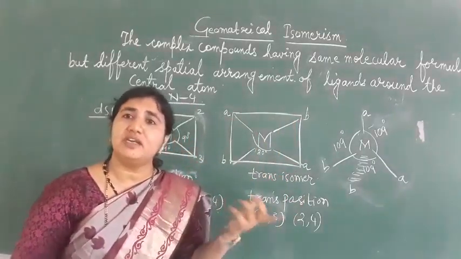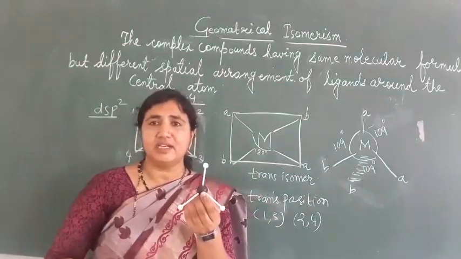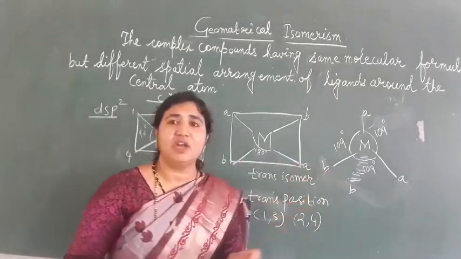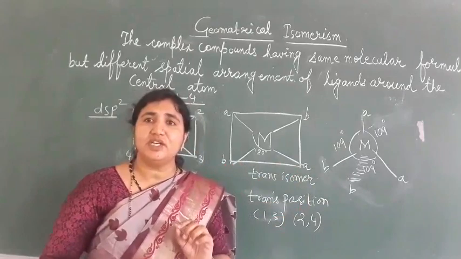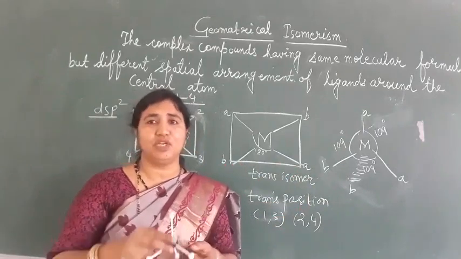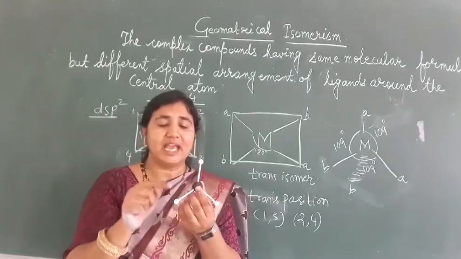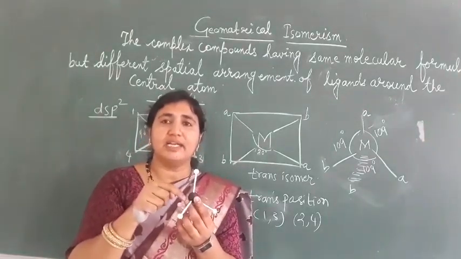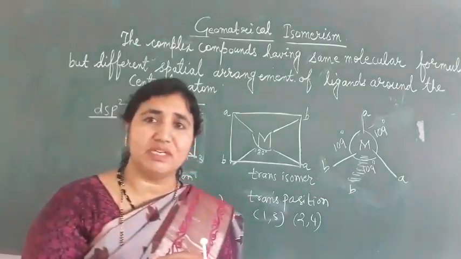So we are getting a different structure here. But that possibility is not there in tetrahedral structure. That's why the tetrahedral structure will not show geometrical isomerism. So what is the reason? Due to the symmetrical position of the ligands around the central metal atom. That's why tetrahedral will not show geometrical isomerism.